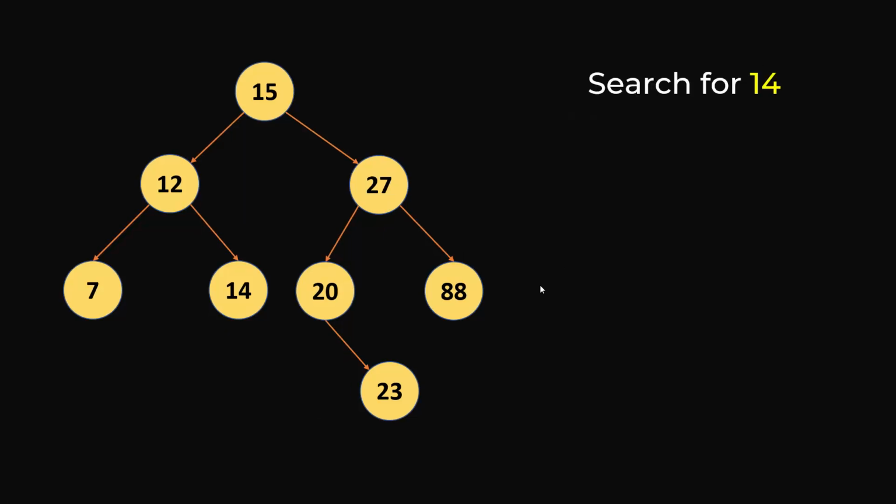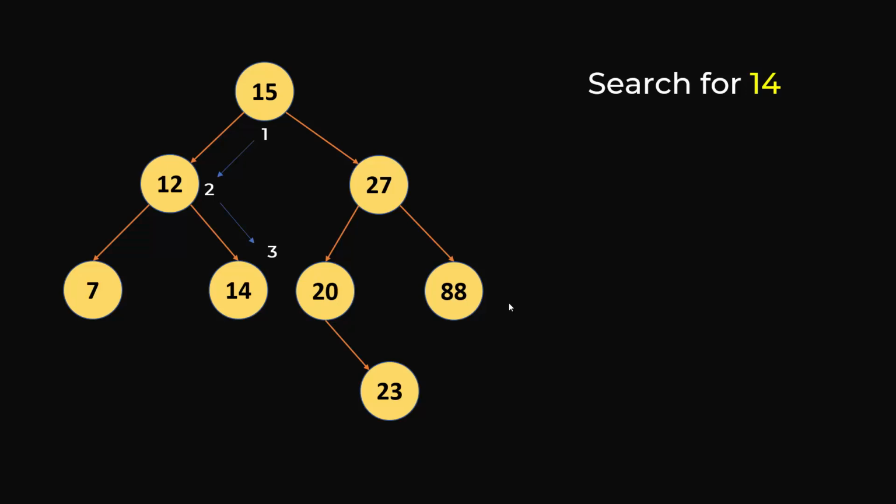Now in this tree, if you want to search for number 14, you start with root node 15 and see whether the value you're searching for is less than or greater than it. 14 is less than 15, hence you are sure that it will be in the left subtree. So then you go here, you find 12. Now 14 is greater than 12, hence you know it has to be on the right hand side.